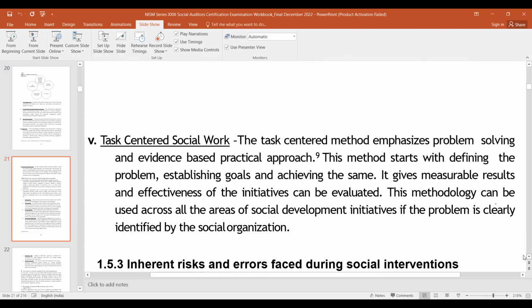This methodology can be used across all the areas of social development initiatives if the problem is clearly identified by the social organization. So a task may be given to them, and then they may be given certain goals, and then the results may be measured against such goals.